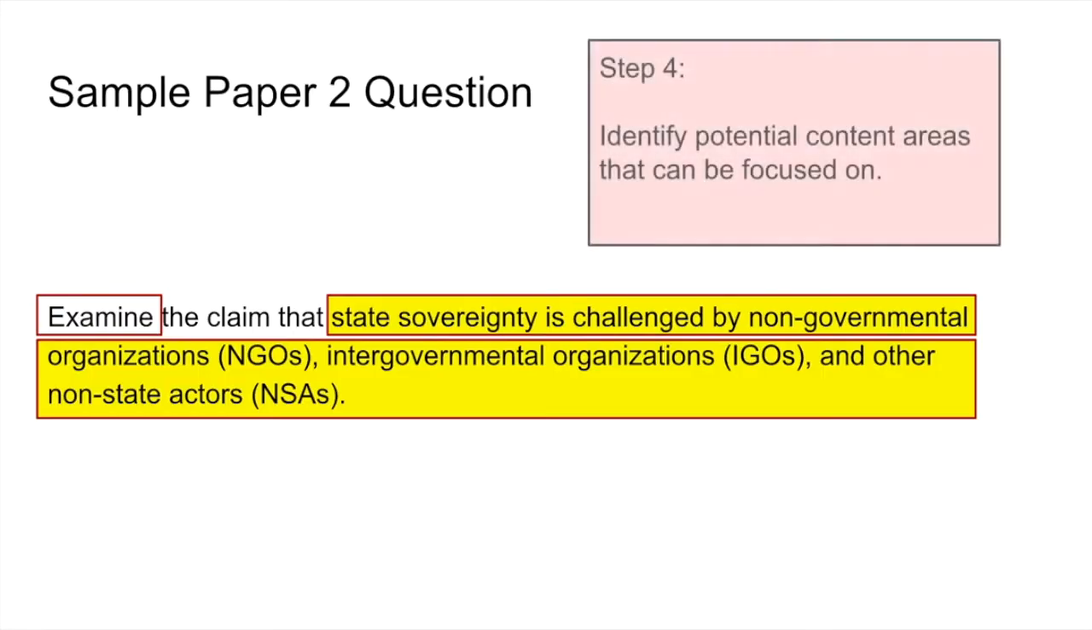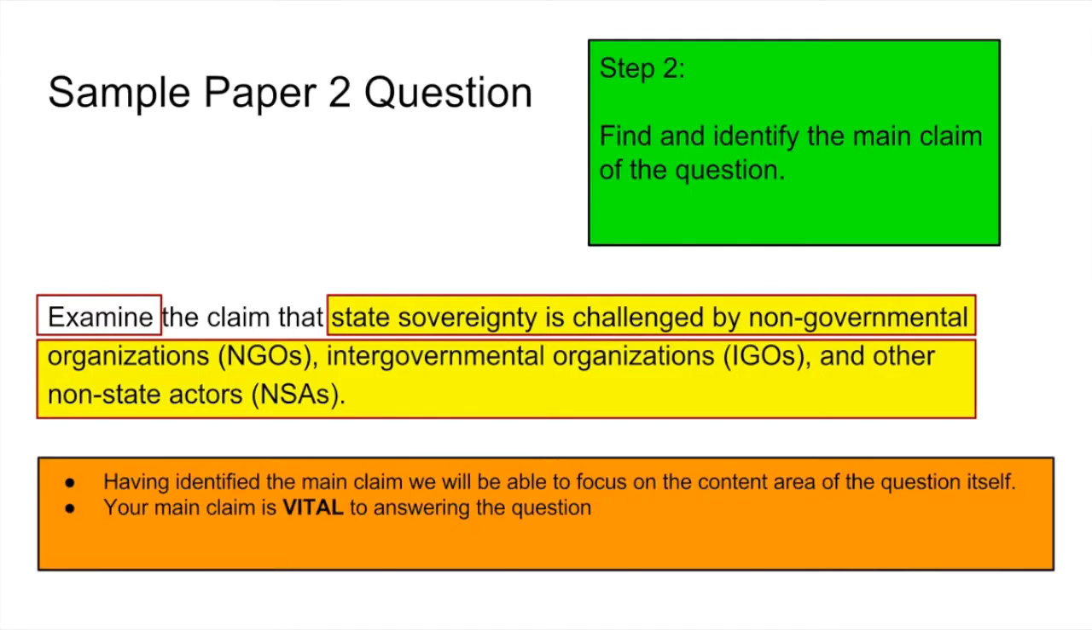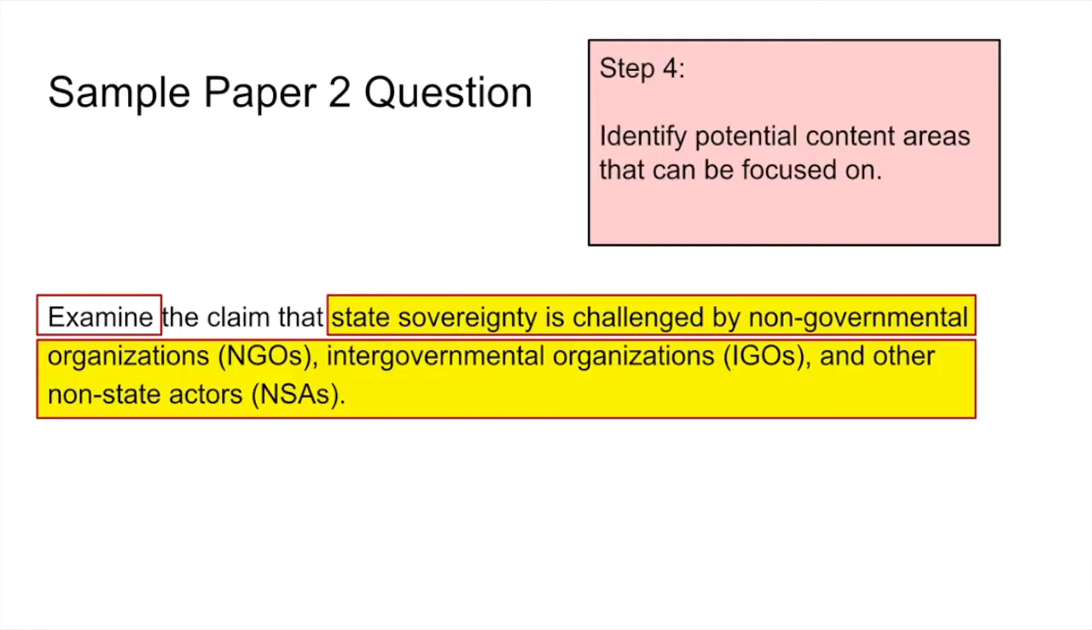Now, step 3, I think I skipped step 3. Whoa, I did. Okay, sorry. Step 4 is step 3. At this point, step 3, you want to identify potential content areas that can be focused on. So we have the main claim, we know the command term, but what content areas can we really touch upon here? And sometimes this is harder to do with a really difficult question.